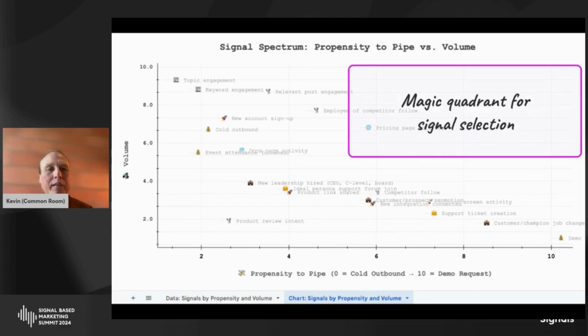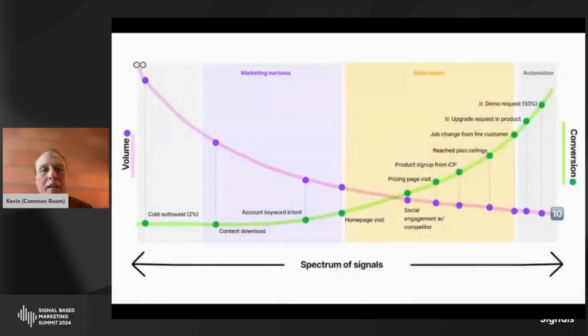I skipped over a concept that leads into this as well, which I'm going to go back and revisit right now. That is this spectrum here. This is just a general observation, and hopefully it's helpful context for how you action and prioritize signals. The gist of this is the higher the volume of signals, typically the lower intent they are, and the lower the likelihood for them to convert.